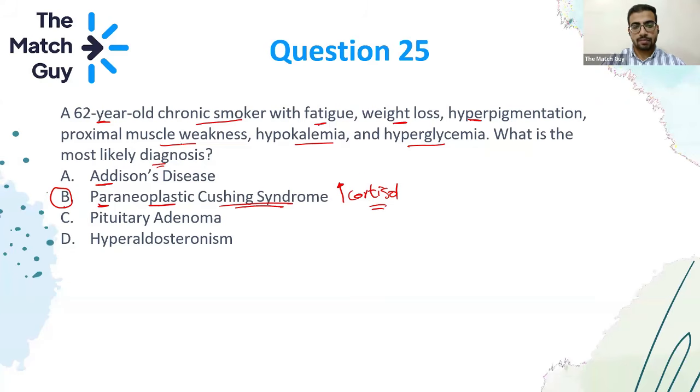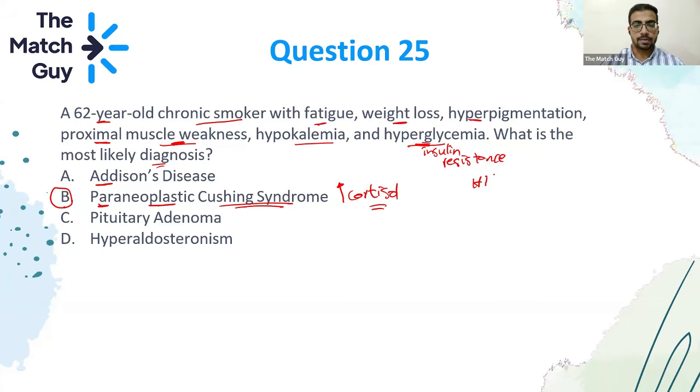First thing, why do we have proximal muscle weakness? Cortisol is a catabolic hormone. It's going to destroy proteins, right? So you're going to have muscle weakness, myopathies. Myopathies mainly present in the form of proximal muscle weakness. You're also going to have hyperglycemia because there is insulin resistance, because cortisol is an anti-insulin hormone. So you have insulin resistance causing hyperglycemia.